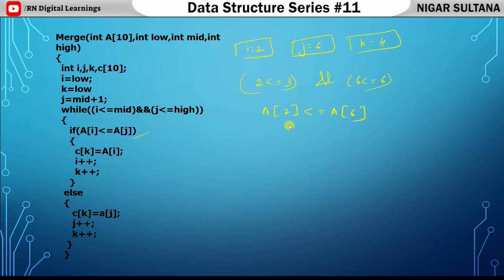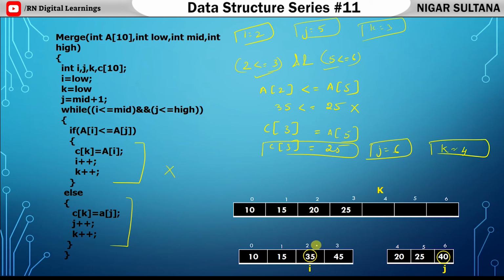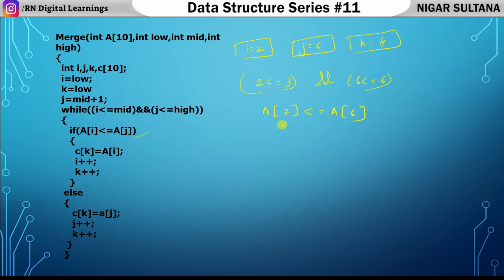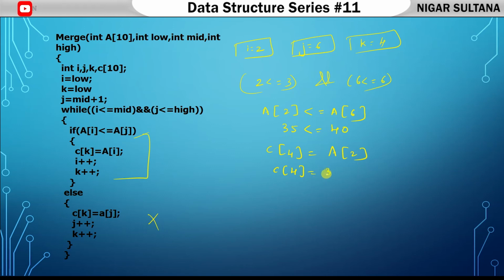What is A of 2? A of 2 is 35 and A of 6 is 40. We need to compare this 35 and 40. Is 35 lesser than or equals to 40? It's true. If it is true, execute this part. No need of executing the else part. What does this part say? C of k, that is k is my 4. C of 4 is equals to A of I, which is 2. In C of 4, A of 2 is holding 35.